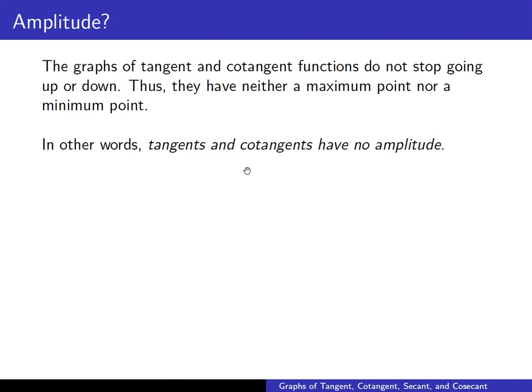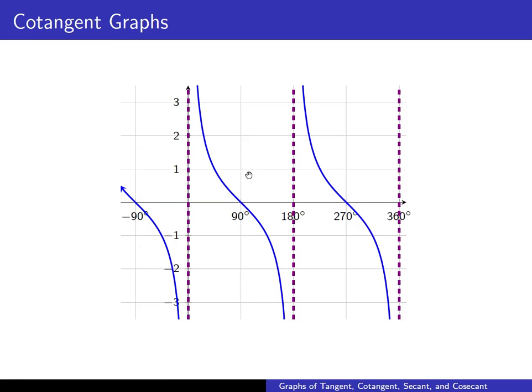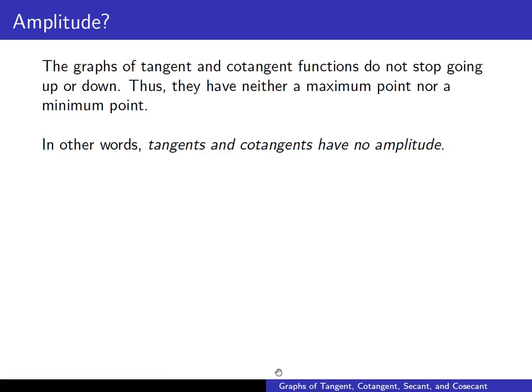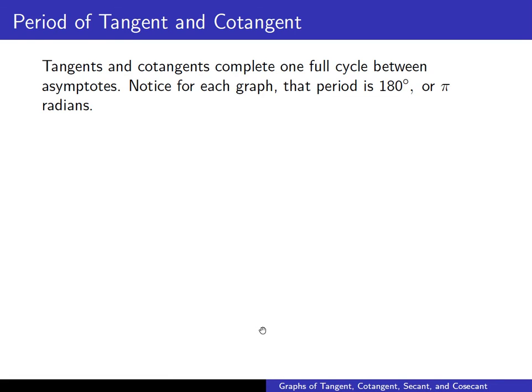And as far as the number out in front of the function, like we saw with sine and cosine, it still will perform a vertical stretch or a vertical compression, or maybe even reflected over the x-axis. But there is no amplitude for tangent and cotangent because they have no maximum point and they have no minimum point, so they have no amplitude. For the period, with sine and cosine, we saw that period for sine and cosine was 360 degrees or 2 pi radians.